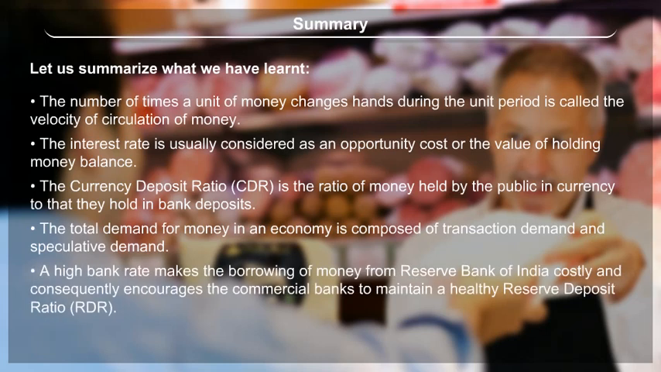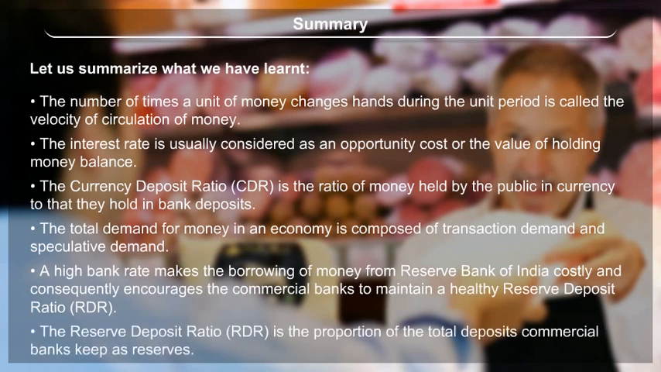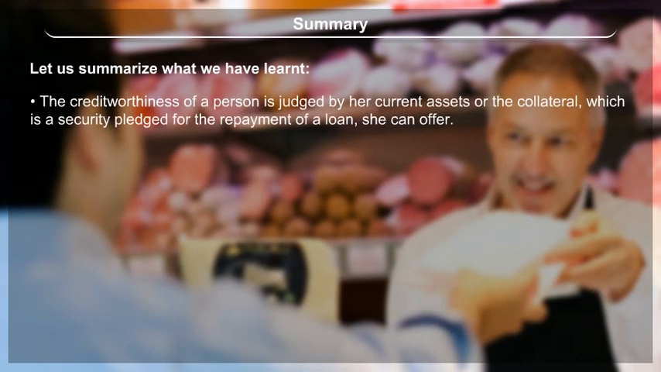A high bank rate makes the borrowing of money from Reserve Bank of India costly and consequently encourages the commercial banks to maintain a healthy reserve deposit ratio, RDR. The reserve deposit ratio, RDR, is the proportion of the total deposit commercial banks keep as reserves. The creditworthiness of a person is judged by her current assets or the collateral, which is a security pledged for the repayment of a loan she can offer.